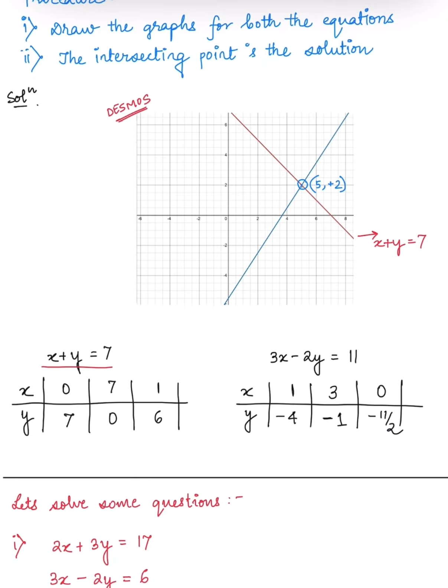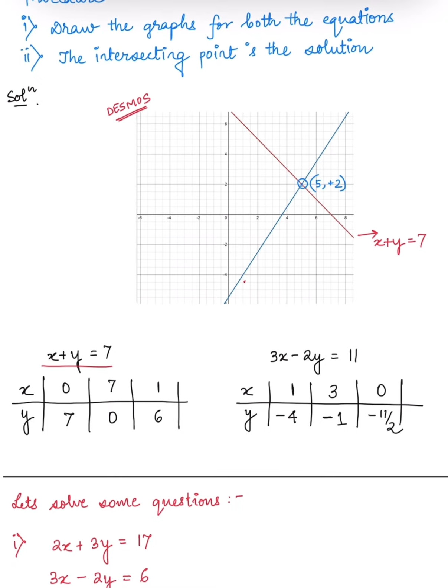Okay, so similarly for 3x minus 2y equal to 11, this is my graph for 3x minus 2y equal to 11. So these were the points I have. So the intersecting point of both the lines will be my final solution. So this is the point at which they were intersecting, and the point was 5, 2. So x is 5 and y is 2. So if you see, this is exactly what we obtained from the other two methods as well. So you can use anything that you want.